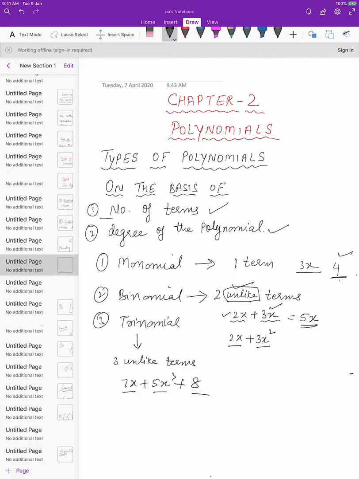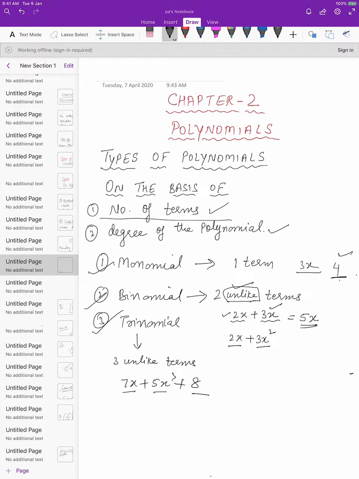So on the basis of number of terms, we can divide the polynomial as monomial, binomial, trinomial, and if there are more than three terms, we call it a polynomial. If there are more than three terms, say 4, 5, 6, we can call it by the number of terms, like polynomial with 4 terms, polynomial with 5 terms, polynomial with 6 terms, and so on. The special names are given to the first three: one term monomial, two terms binomial, three terms trinomial.